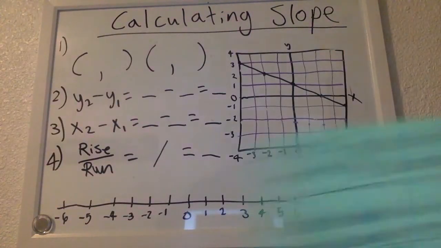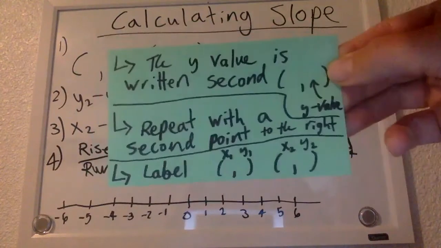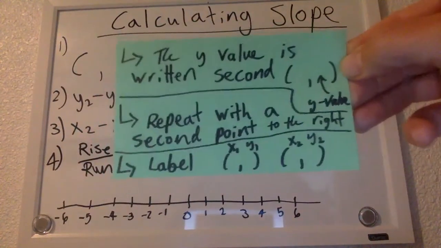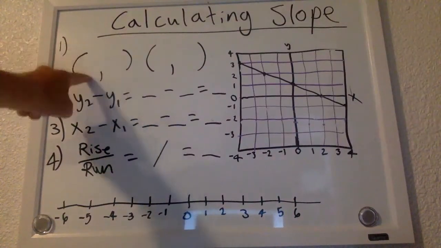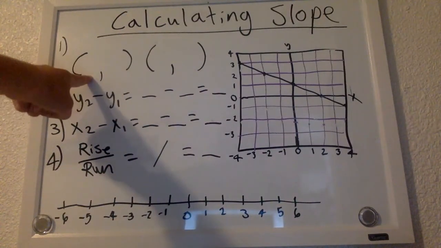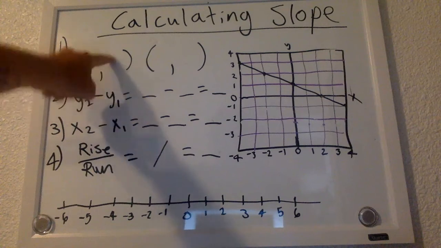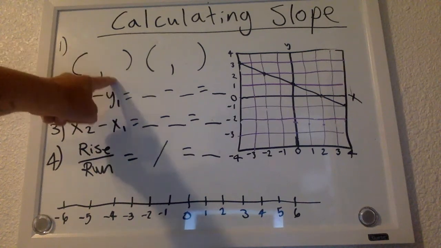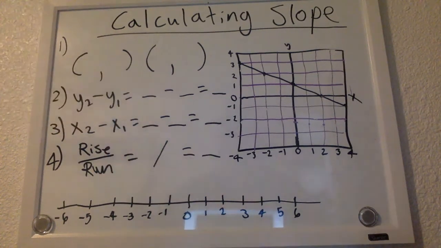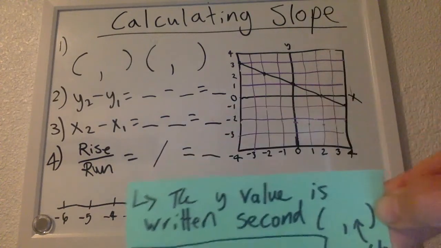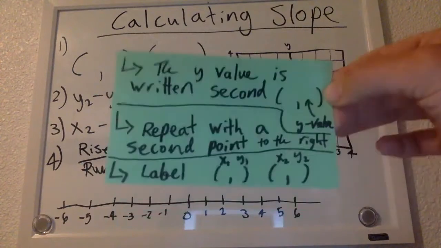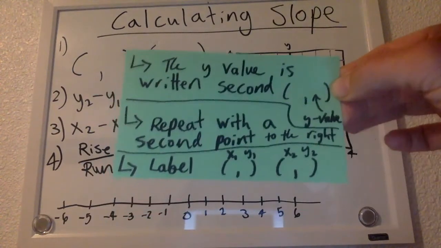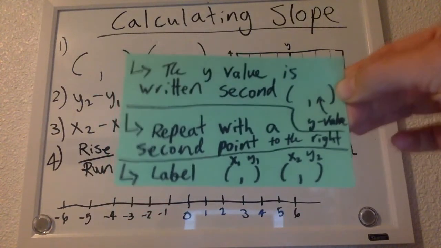And then how you write that down is in your parentheses, the second space is for the y value. So if I have my parentheses, I put the x value here, whatever I read from the bottom. And whenever I read from the left, I put here, that's my y value. So that's how you write down a point. So then you repeat. So for step one, you have to repeat this process just with a second point.